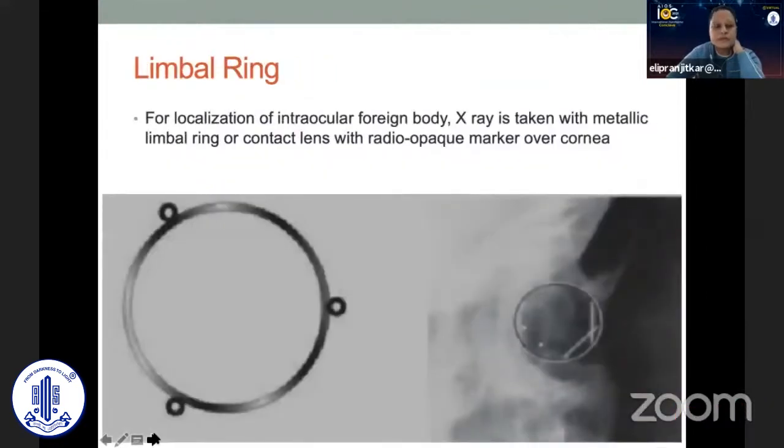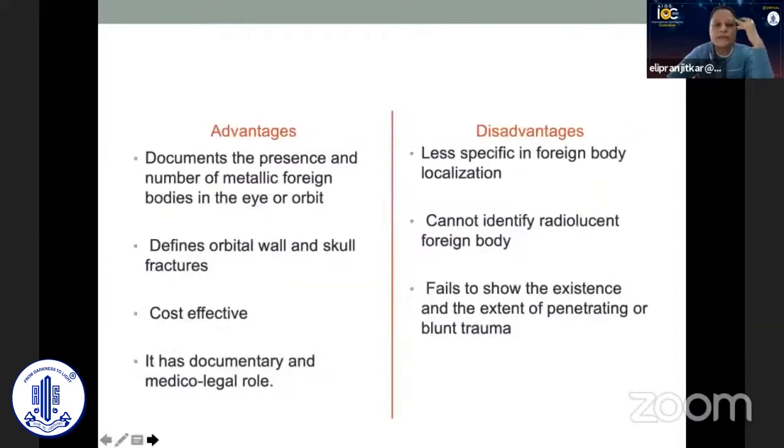Another one is limbal ring. Although it is obsolete at present, it is made up of either silver or steel with suitable diameter sutured to limbus. X-ray is taken with metallic limbal ring or contact lens with radio-opaque marker over cornea. As you can see, these are the foreign bodies. There are advantages and disadvantages.